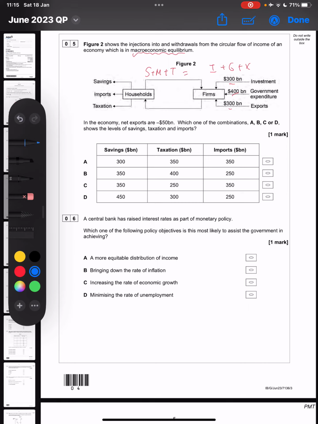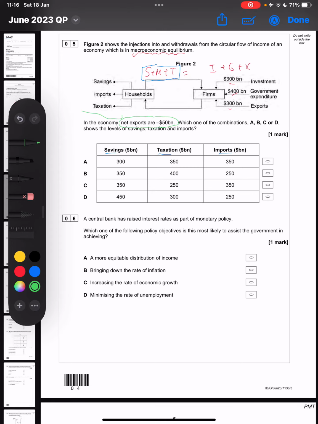So by the way, usually to do these things, you have to rearrange this equation to get the missing values. So in this case, we need to get savings, tax, and imports. So I need to have values for all of these. I have some data on net exports at -50.